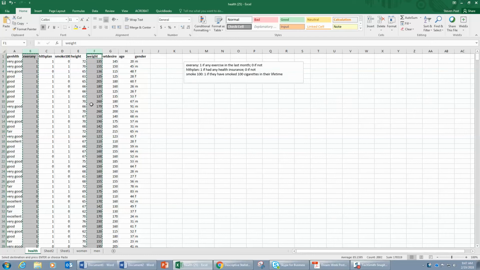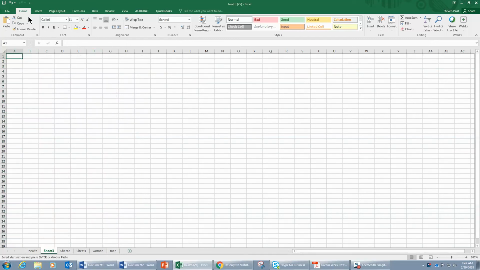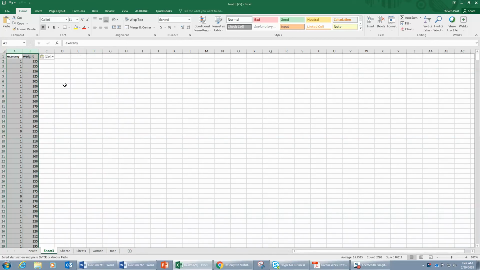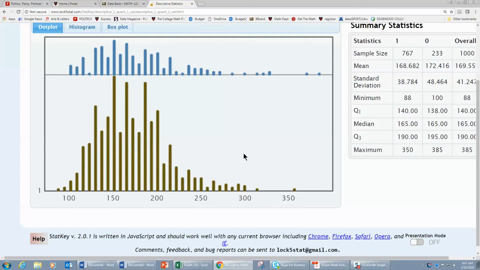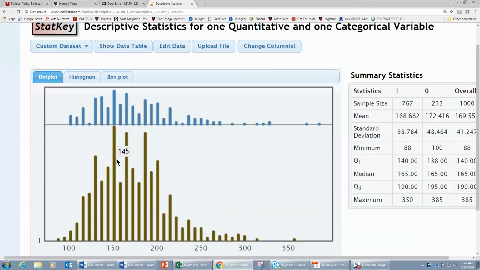We'll copy those so we can isolate just those two and put them in their own spreadsheet. If we go to StatKey and look at descriptive statistics for one quantitative and one categorical variable, we can summarize this. I've put this in ahead of time. If all I wanted was the confidence interval, I could skip this step, but I just want to investigate it a little first. And we see that there were 767 people who had said they'd exercised in the last month, and 233 people who said that they had not.